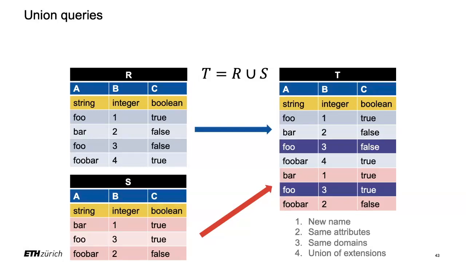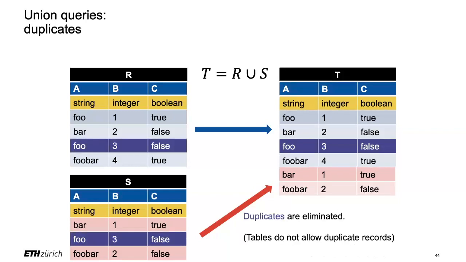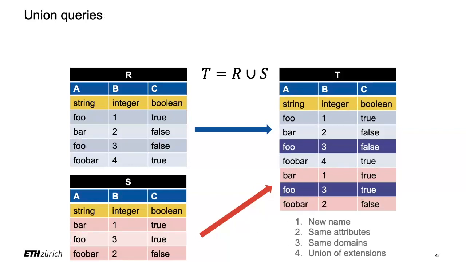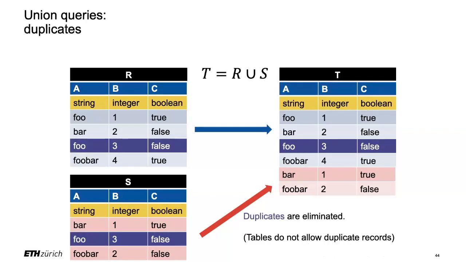Now, this is a case where there were no collisions. We did not have the same record in both tables. If we do have a record that is in both tables, we need to be a little bit careful. Because here it's foo 3 false, foo 3 true, so this is fine. But imagine that I'm changing a value here, I'm changing true to false in S, right? So now, do you see that foo 3 false appears on both sides?